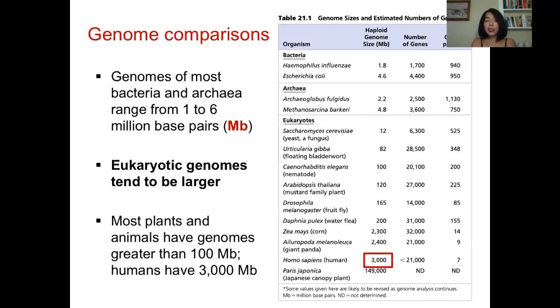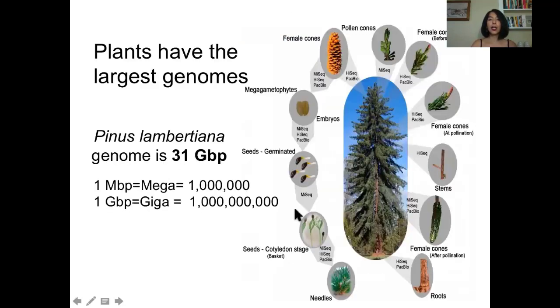So eukaryotic genomes tend to be larger, and most plants and animals have genomes that are larger than 100 megabase pairs. But let's see, what's the plant that has the largest genome? There are several, but one of the largest is actually a pine.